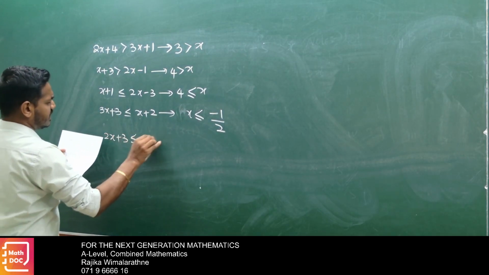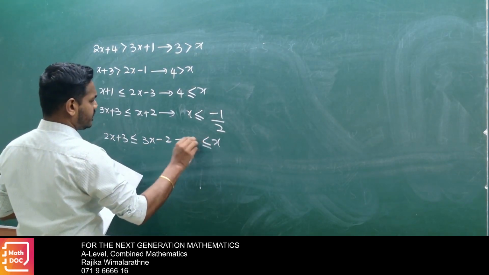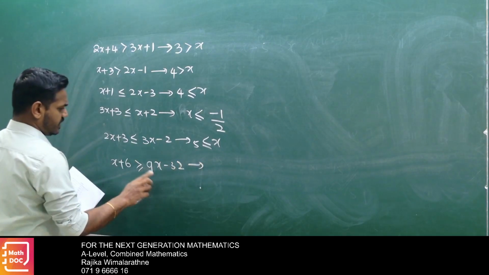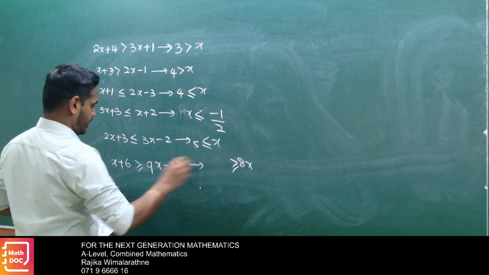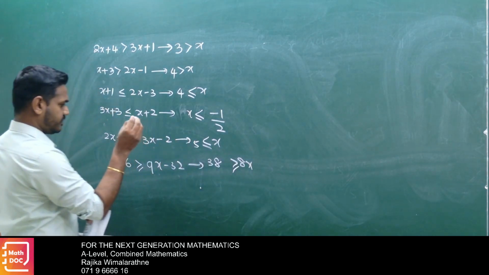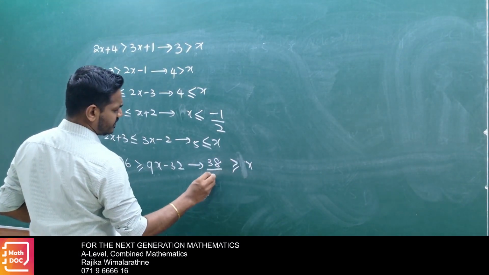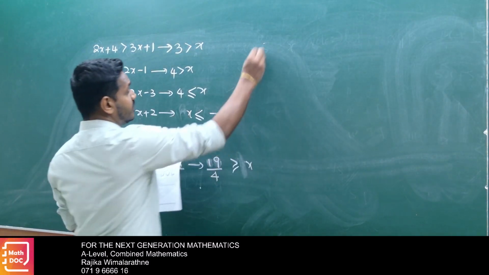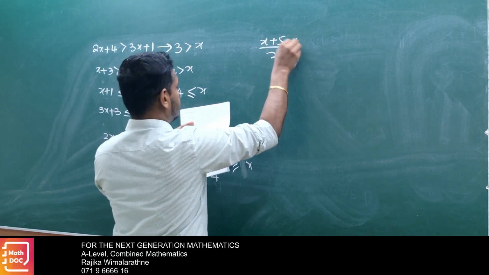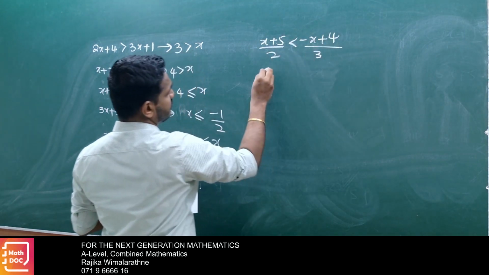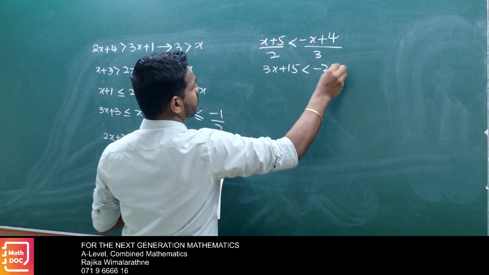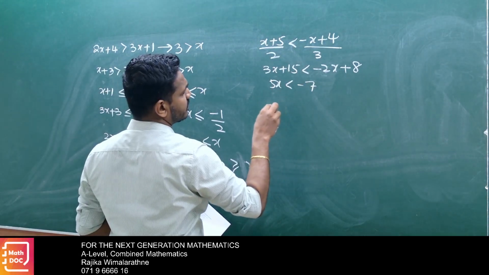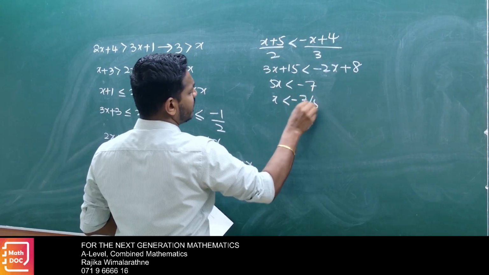2x plus 3, 3x minus 2, x 5, x plus 6, 9x minus 32, 8x, here 8x, 38, divided by 8. x plus 5 over 2 minus x plus 4 over 3. 3x plus 15, 2x plus 8, 5x minus 7. Minus 7 divided by 5.